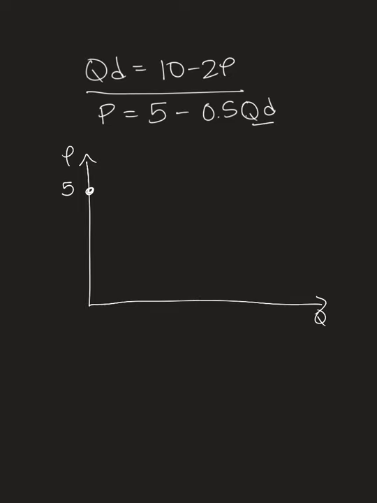We know this is a downward sloping line. Let's also find the x-intercept, and to get the x-intercept we would set the price equal to 0 and solve this equation, and then we'd find that quantity demanded is equal to 10. And let's connect our line.